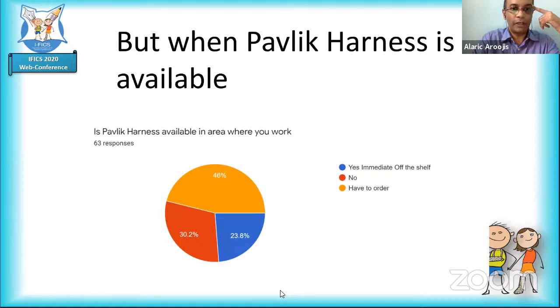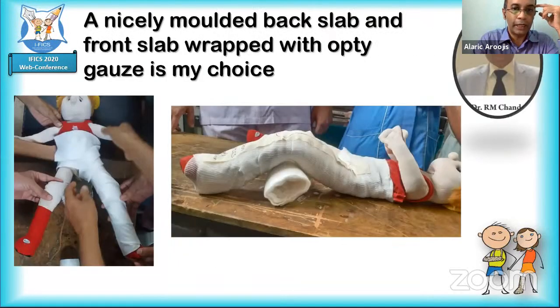A good question, I think, was a poll that was sent to all the delegates beforehand. Do you have a Pavlik harness in the place where you work? And that's interesting because only 23%, and I'm assuming most of the delegates are from India, but I'm sure it's true for most other countries in the developing world as well, only a quarter of the respondents had a ready-made Pavlik harness. 30% didn't have a Pavlik harness, and a sizable amount had to order it. We can understand it takes 3 to 4 days sometimes to get it to order. And that's not going to help much because by that time it's already healed up.